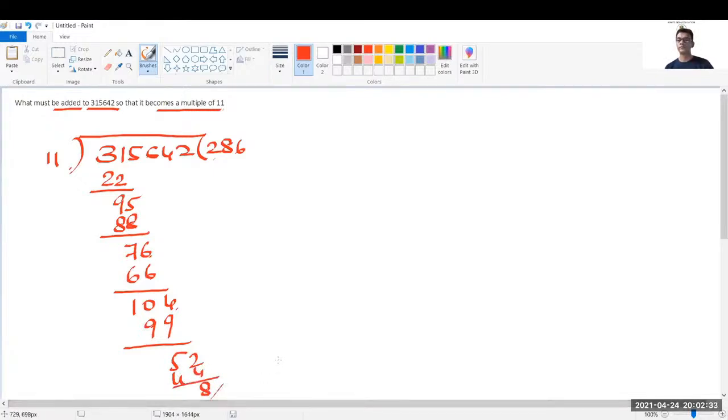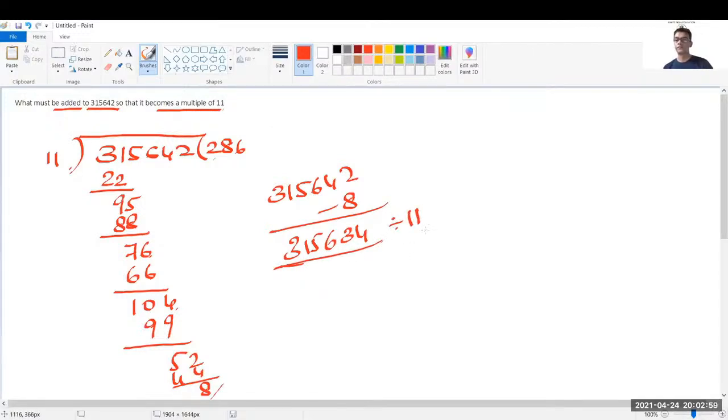What does remainder mean? That 315642 minus 8 is divisible by 11. This is what it means. Remainder means that extra portion which if I remove, then the number is divisible by 11. Clear? Right. But the question is not asking how much you have to remove. The question is asking how much you have to add.